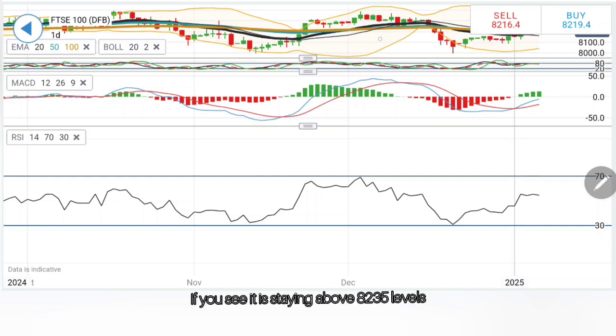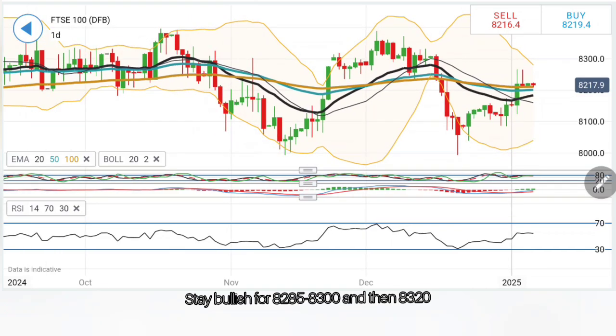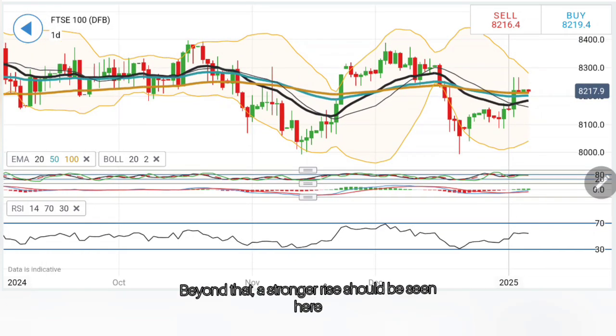If you see it is staying above 8235 levels, expect 8255, 8265 as the next target zone, which is a greater resistance. Any point of time FTSE 100 is staying above 8255, 8265, stay bullish for 8285, 8300, and then 8320. Beyond that, a stronger rise should be seen here.